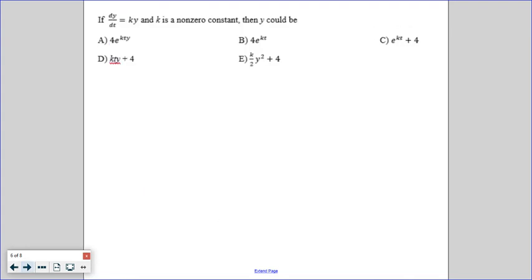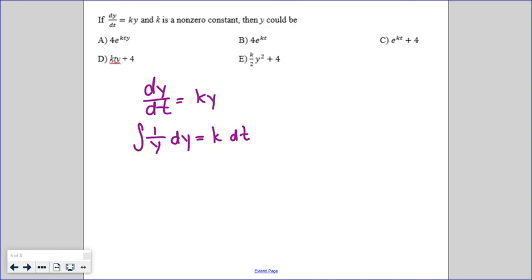Next one, again, it's asking me what equation could have been the original for dy/dt equals ky. And they say that k is some constant in front of that. So again, we see a separable differential equation, meaning I can separate my variables. In doing so, I would divide by y. Integrate, and remember k is some constant. So 1 over y again came from our natural log. K is some constant, so its antiderivative would be kt plus c.